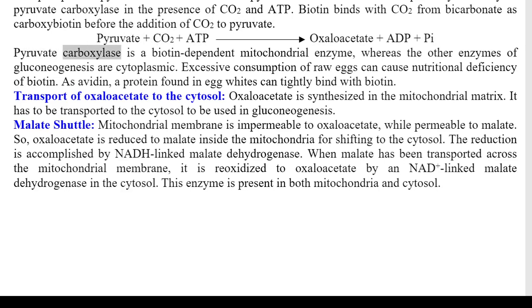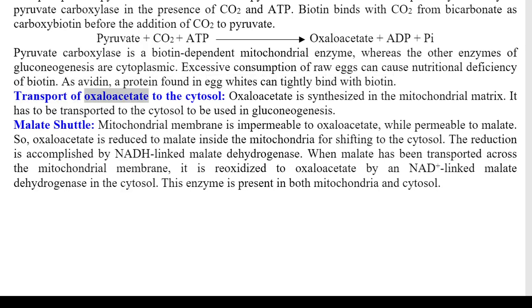Pyruvate carboxylase is a biotin-dependent mitochondrial enzyme, whereas the other enzymes of gluconeogenesis are cytoplasmic. Excessive consumption of raw eggs can cause nutritional deficiency of biotin, as avidin, a protein found in egg whites, can tightly bind with biotin.